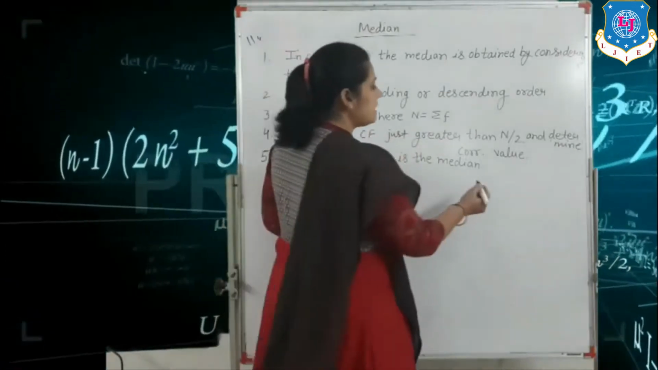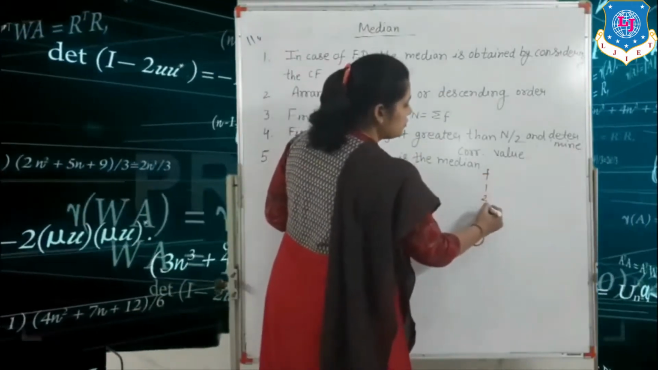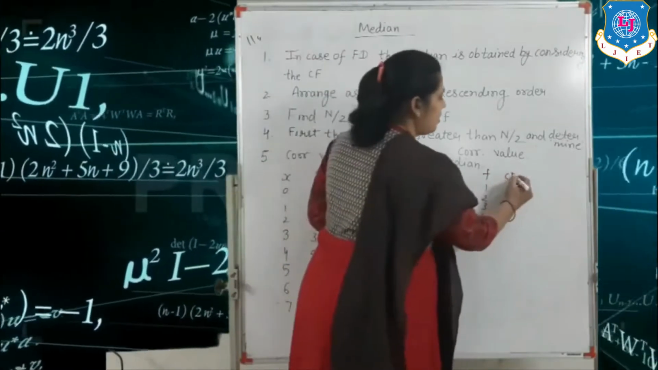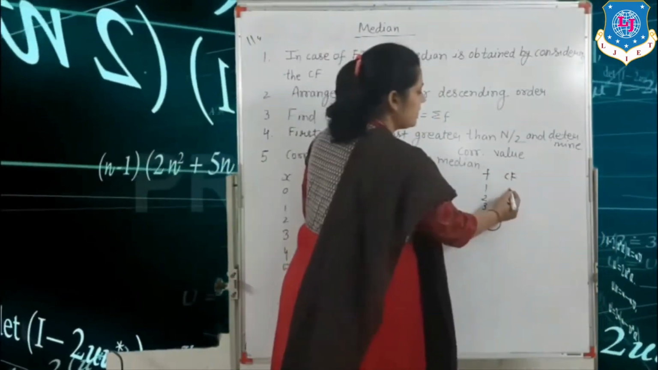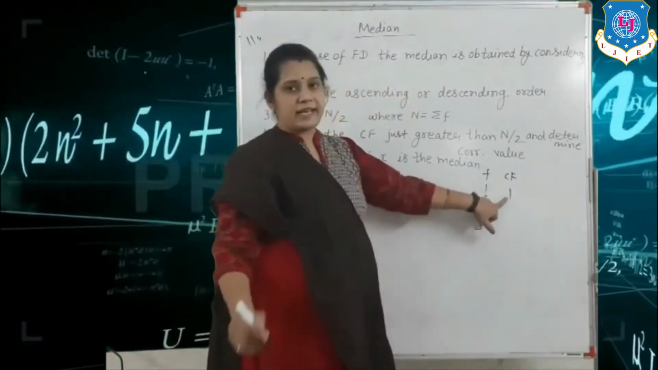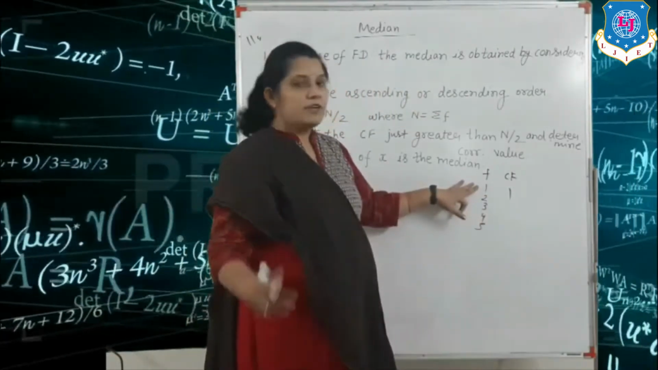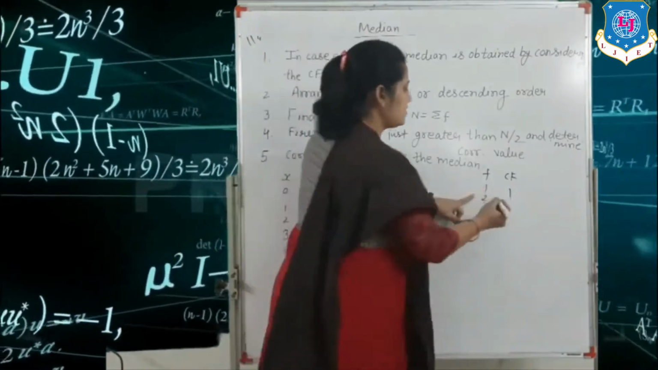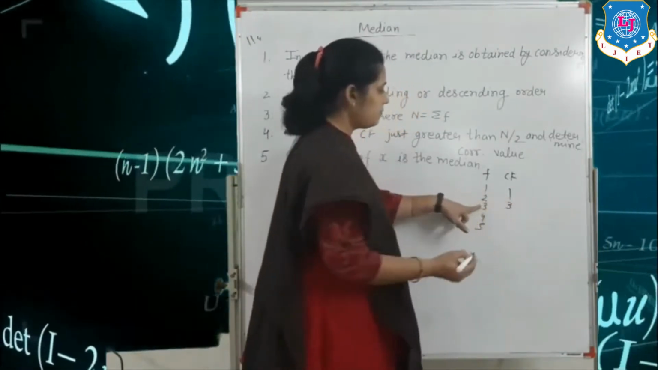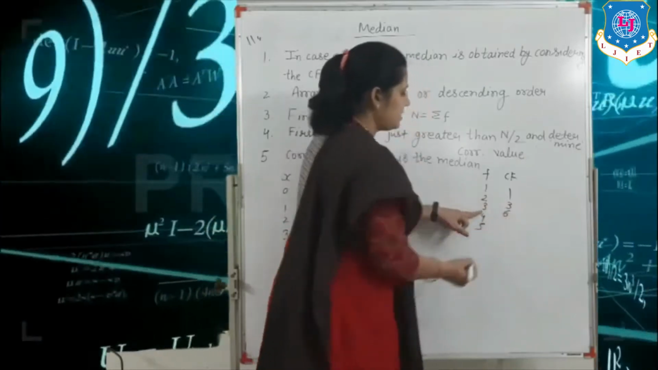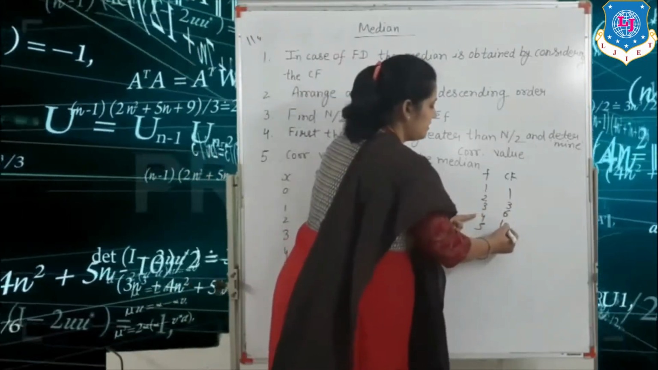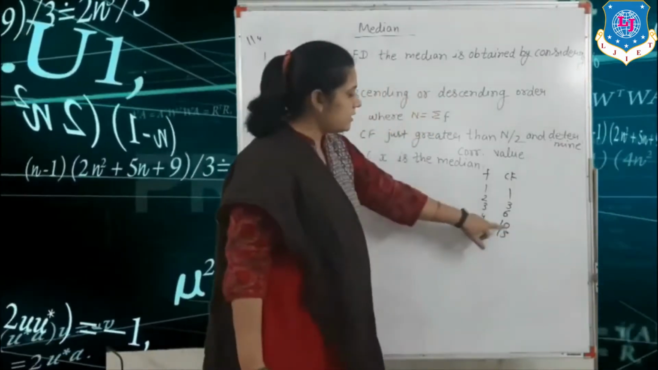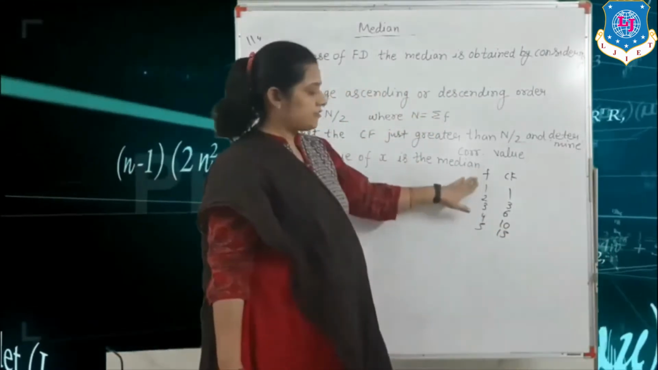For example, we are given the frequencies 1, 2, 3, 4, 5. Cumulative frequency means we write the first value as it is. That means we write 1. After that, one by one, you add the next values. That means 1 plus 2 is 3, 3 plus 3 is 6, 6 plus 4 is 10, and 10 plus 5 is 15. Got it?